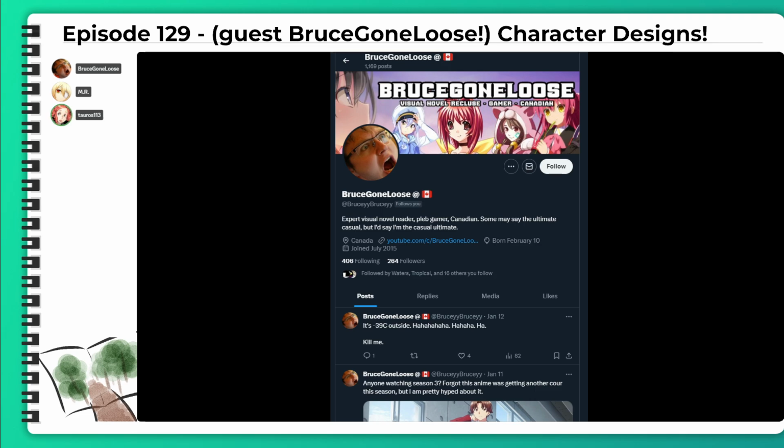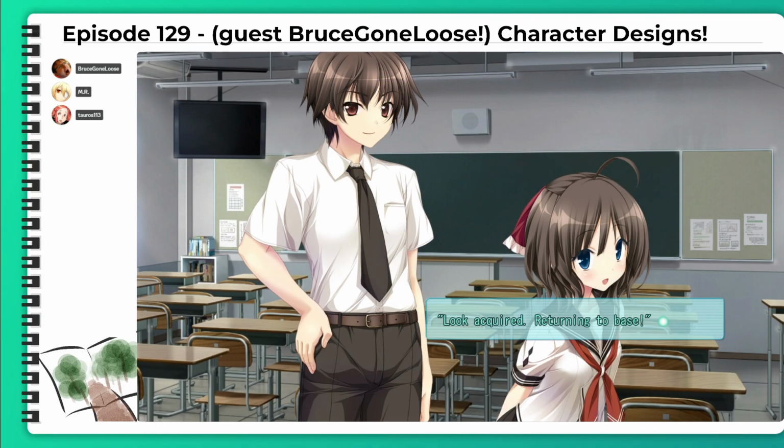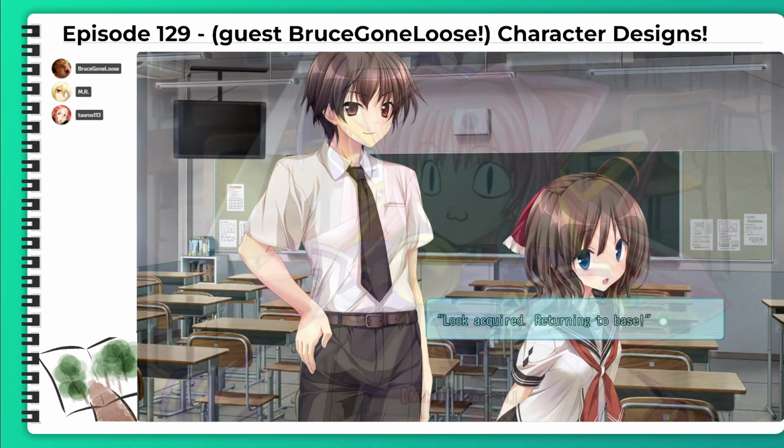Interesting. So in a way, character designs can also be misleading into a character's role or importance in the story. Exactly. And can have that hidden in plain sight approach to them. Sneaky. I never really thought about it that way, but yeah, that's a really good point.